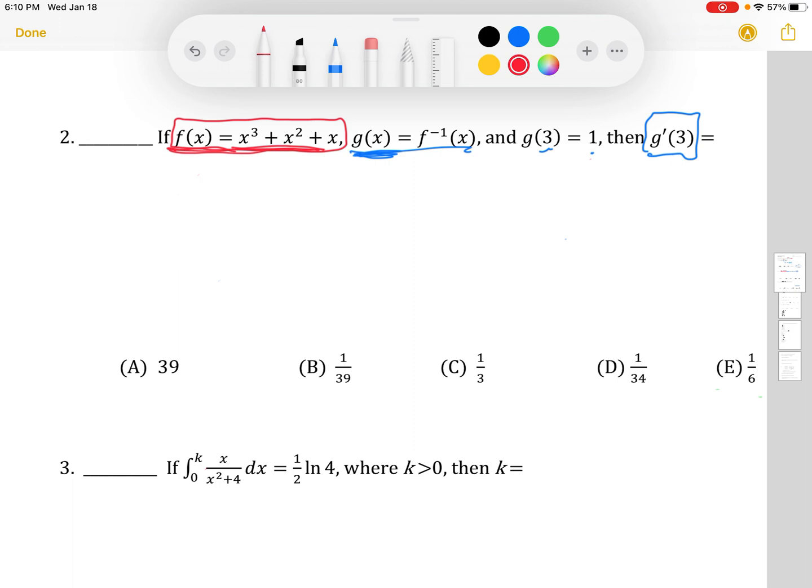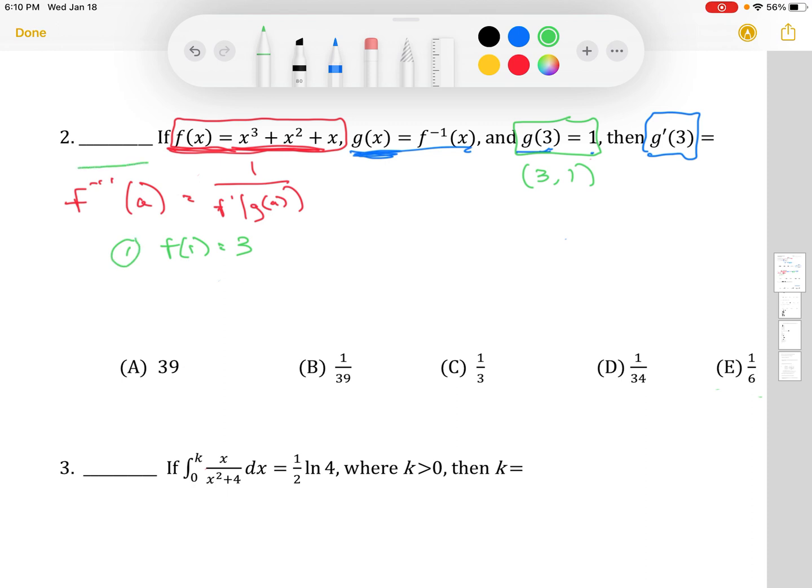So we use this process where, to find f inverse prime at the value a, we do 1 over f prime of g of that a value. So right off the bat, you're going to notice that they tell you that g of 3 is 1, which means on the inverse there exists a coordinate (3, 1). Well, that means that f of 1 is equal to 3. Okay? So that's the first step in this process of using this little rule for inverse derivatives.